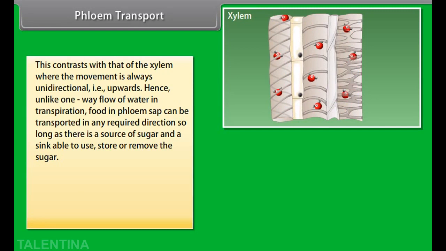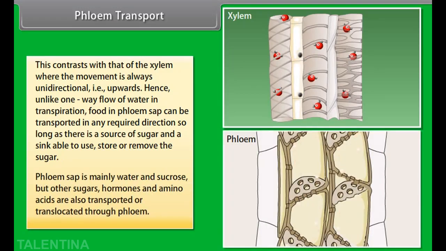Hence, unlike one-way flow of water in transpiration, food and phloem sap can be transported in any required direction, so long as there is a source of sugar and a sink able to use, store, or remove the sugar. Phloem sap is mainly water and sucrose, but other sugars, hormones, and amino acids are also transported, or translocated, through phloem. Pressure flow or mass flow hypothesis.